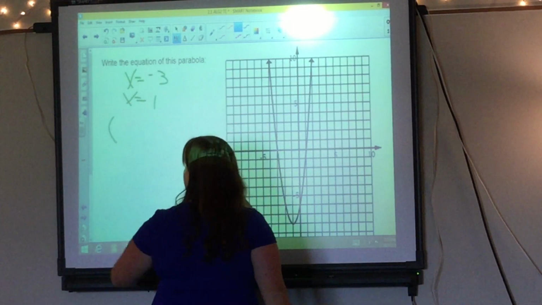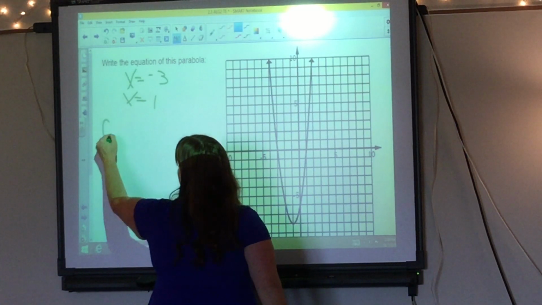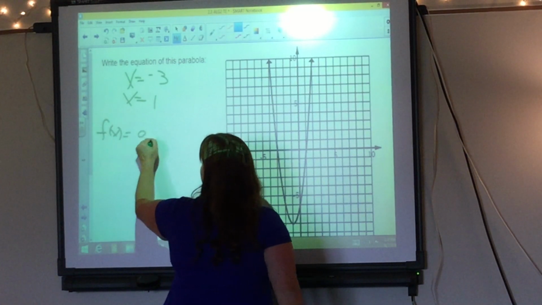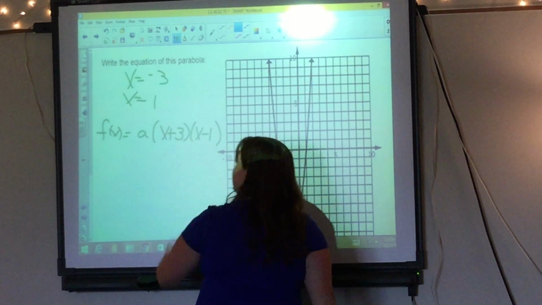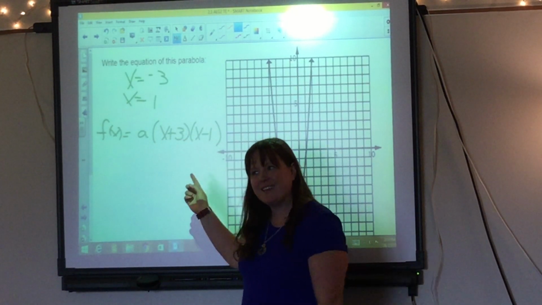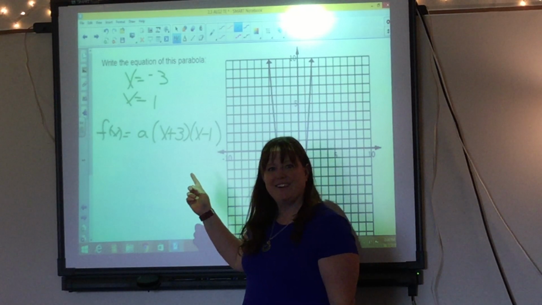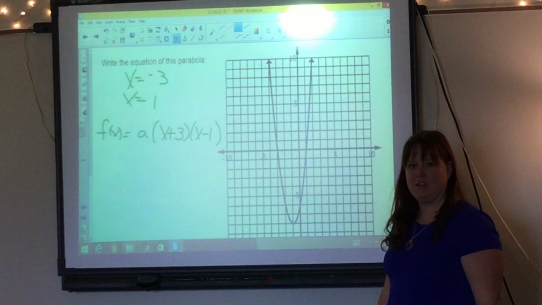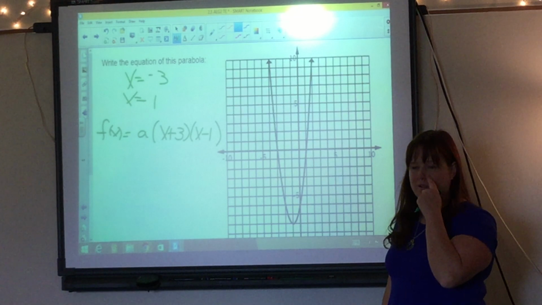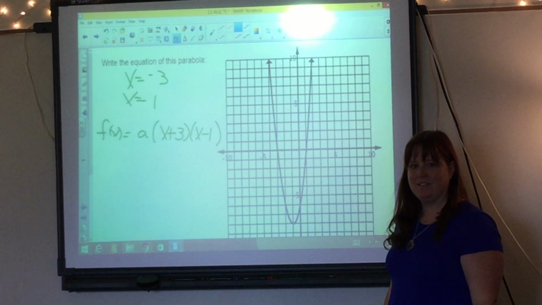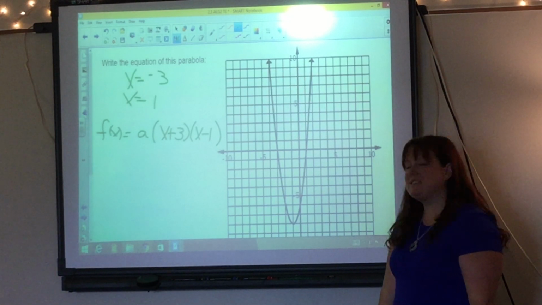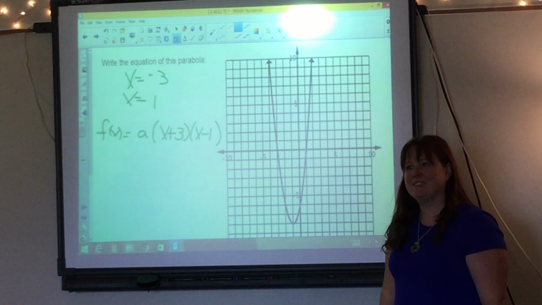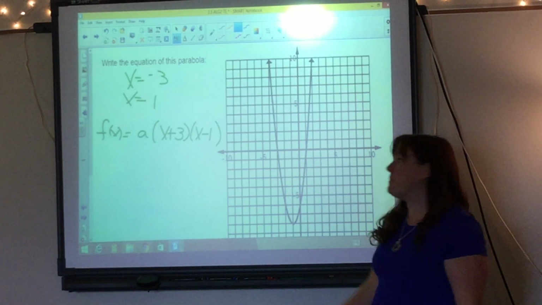So I can write it: f of x equals a times (x plus 3)(x minus 1). That part is easy. Okay, I got that. What's the a? 2? 1? 2. No, just kidding, it's not 2. It's negative 1. How can it be negative 1? That's the x coordinate of our vertex. Oh, it's not negative 1, it's 2. Why?